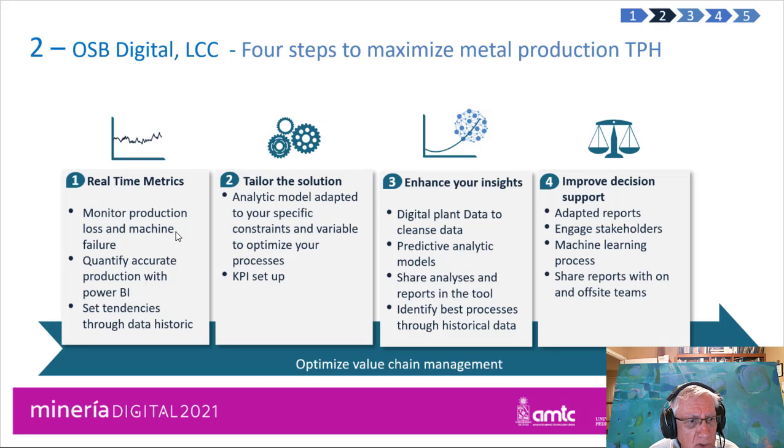So we need to monitor the production loss and failure in real time. We have to predict and analyze the production using tools like Power BI. We need to identify the targets or the tendencies in which the data has to behave so we can identify what we call the constraints of the plant. These are really the 4 steps that we are using to implement the analytical models, using hybrid models with the specific constraints and the variables to optimize your process.